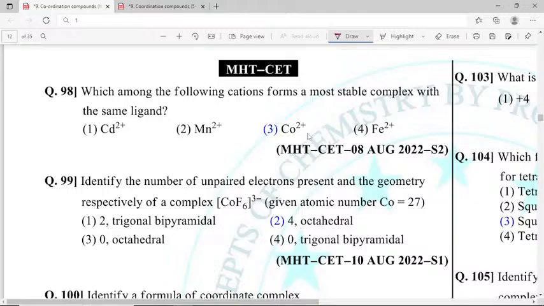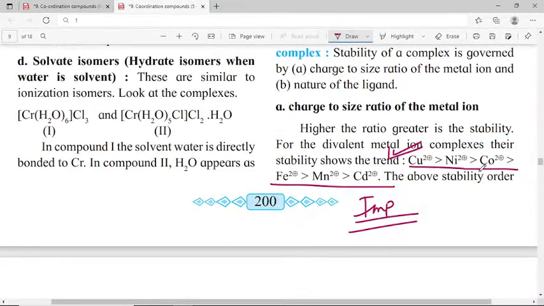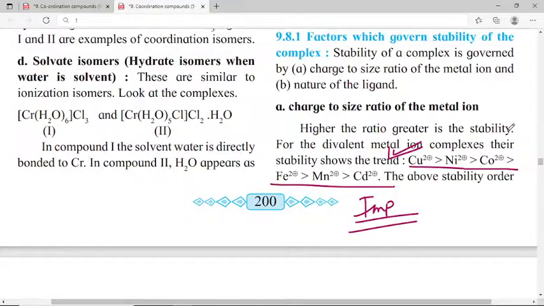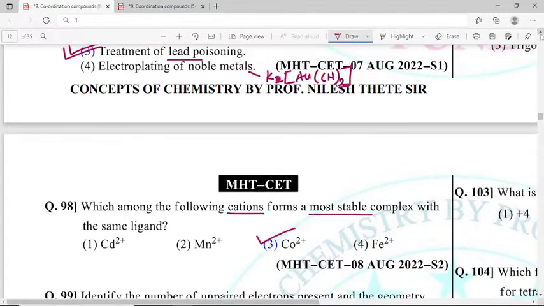Which among the following cations form most stable complex with same ligand? Cobalt. Let me show you in the text. So this is the cobalt. Atomic size is very important. Atomic size, charge to size ratio of the metal ion. Higher the ratio, greater is the stability. Higher the ratio, greater is the stability of charge to size ratio. Get it even?